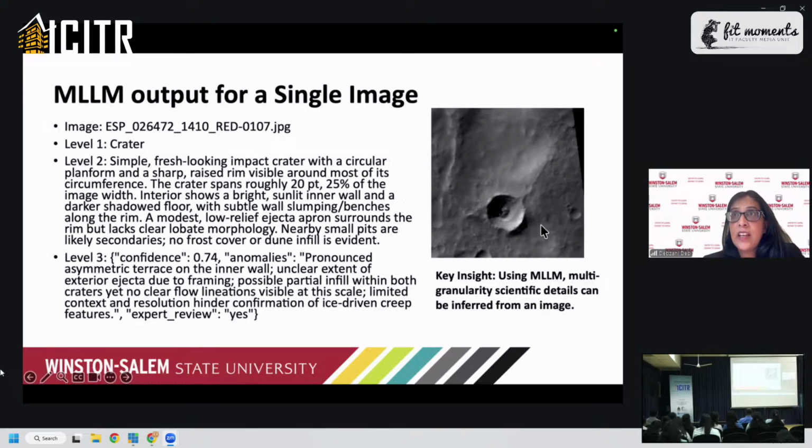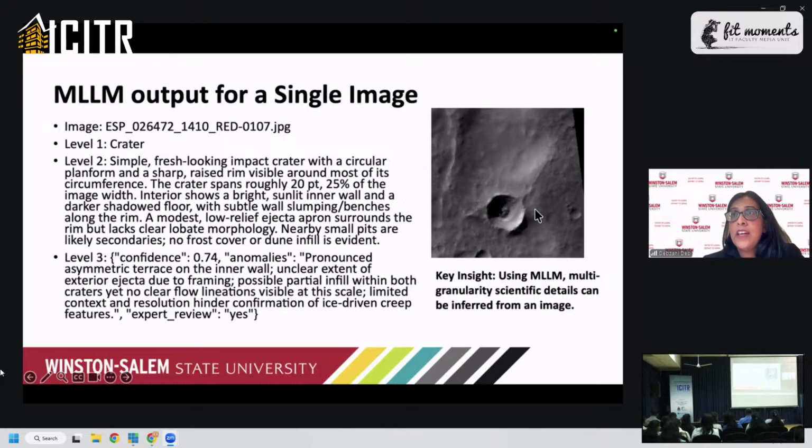It knows that sunlit inner wall, okay. Then it also identifies some dark shadowed floor, then subtle wall slumping, modest ejecta. So a little bit of ejecta, as you can see, very fine lines, but you can still see them. So it identifies all those things as the level 2. And then it even says that no frost or dune material is present. And then as a level 3, it gives a confidence of 0.74.